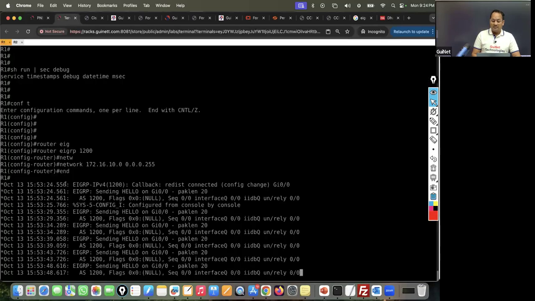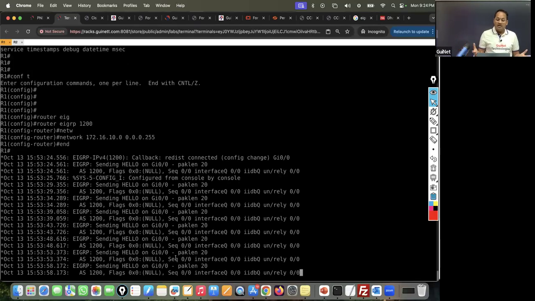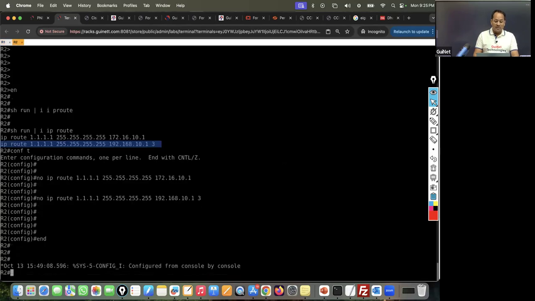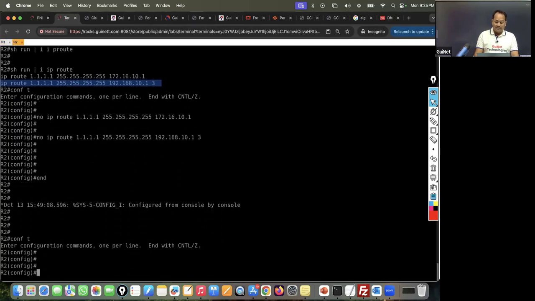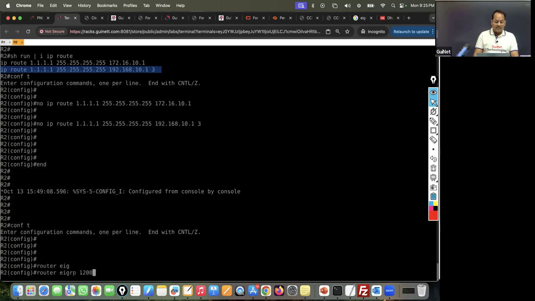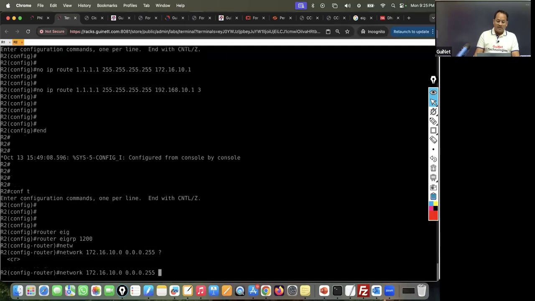So this is the first packet. Hello is what it's sending, right? But we are not getting any reply from anywhere. If they are not getting any reply, then how can I make the neighborship? So let's go to the other side and configure the EIGRP and we'll see what is going to happen. I'll use router EIGRP 1200 again here and I'll use the network 172.16.10.0 with wildcard mask 0.0.0.255, and I'll click enter, and we'll see what happens now.